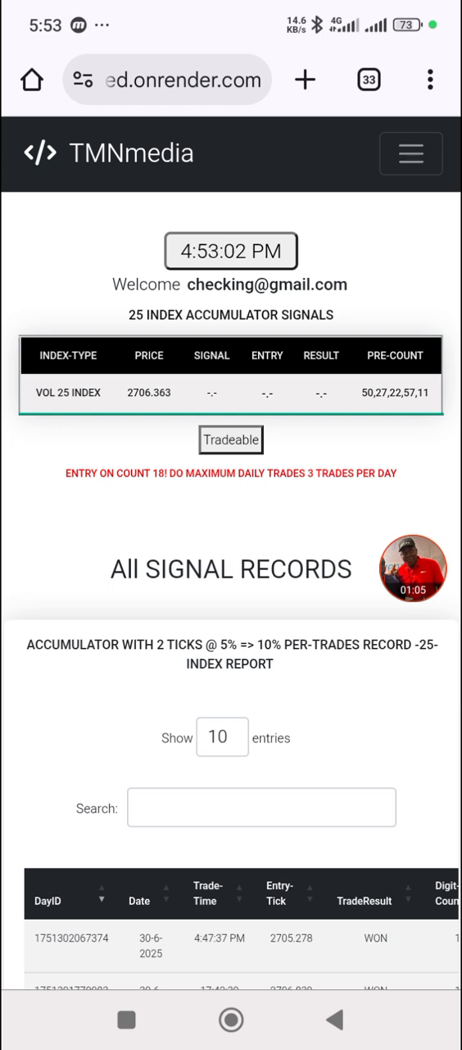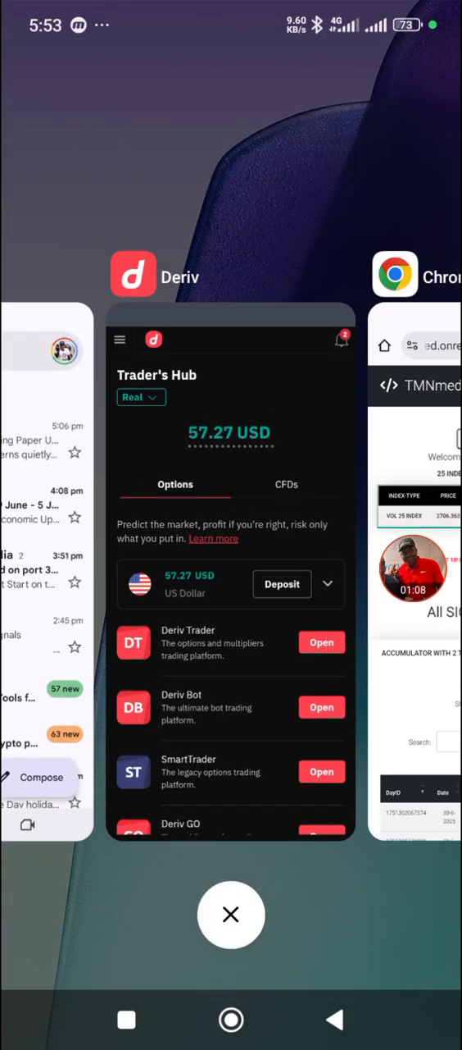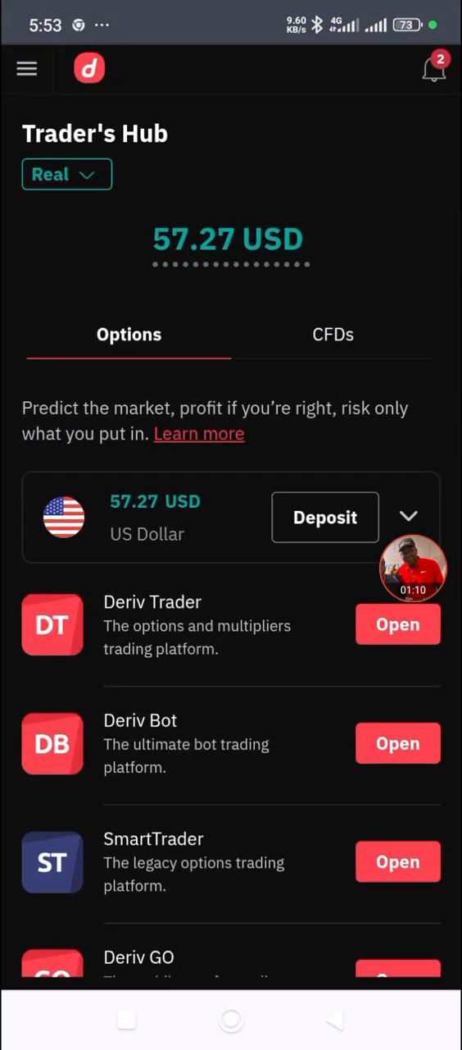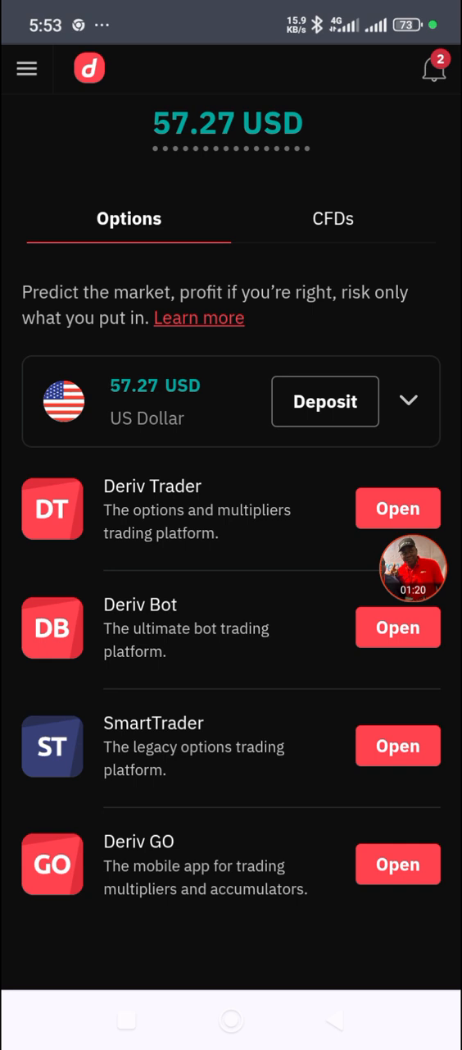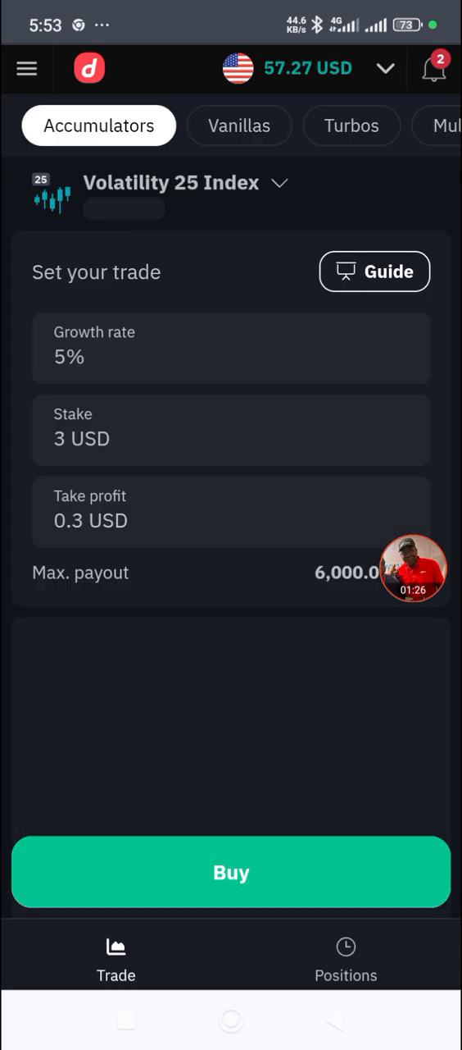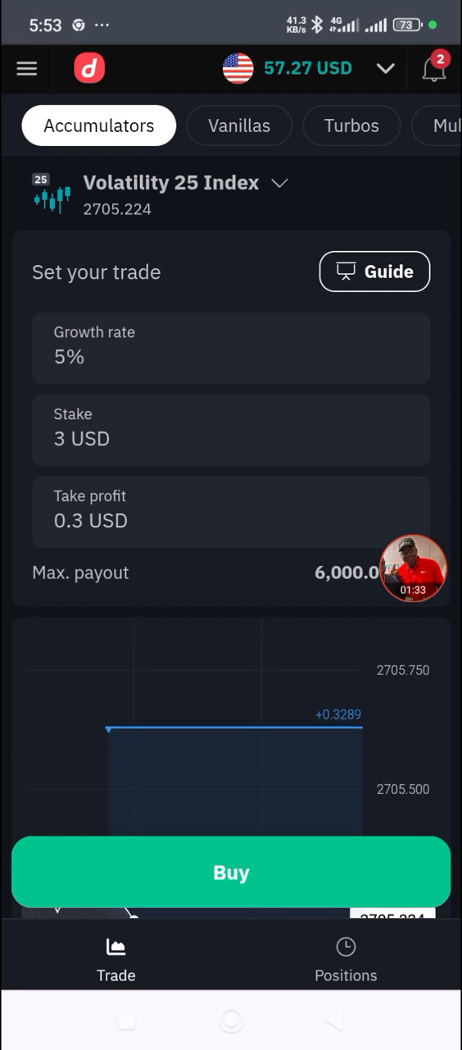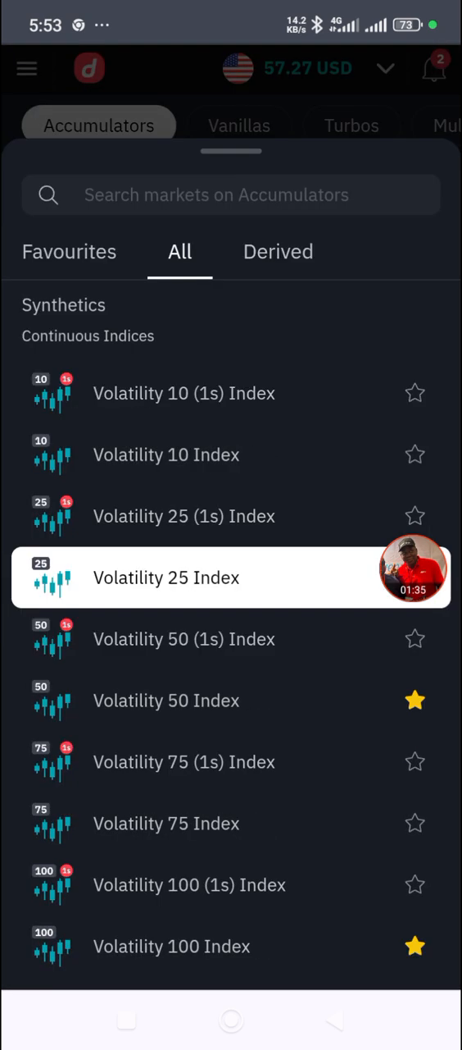Okay, so the first thing you need to do is when you get to your Deriv, let's say this is your Deriv, you come to Traders Hub. You see, you have Deriv Trader, Deriv Bolt, Smart Trader, Deriv Go. Click on Deriv Trader. Now, mine by default, every time I open, it opens 25, because I usually test it a lot.